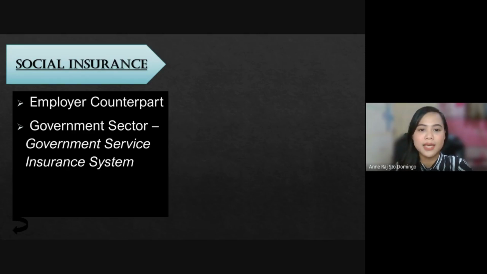So this GSIS is mandated to be given. This is a social contribution, and at the same time social insurance, of those public sector employees. So under the law, we, as part of the government sector, are mandated to give our contribution for the GSIS. But there is an employer's counterpart. So there is a portion that our employer pays. In our case, it is the DepEd, for example.